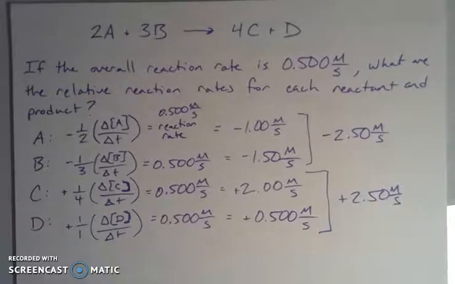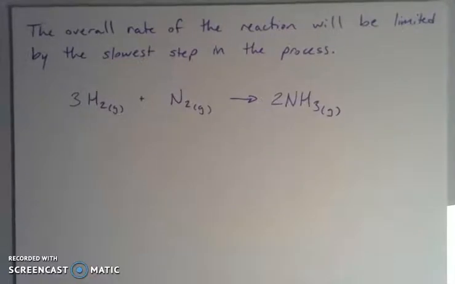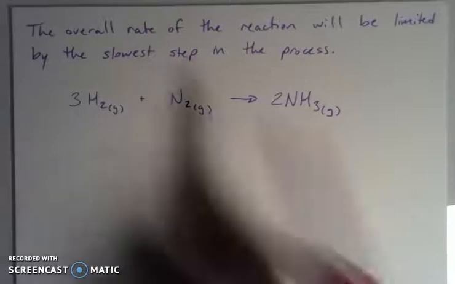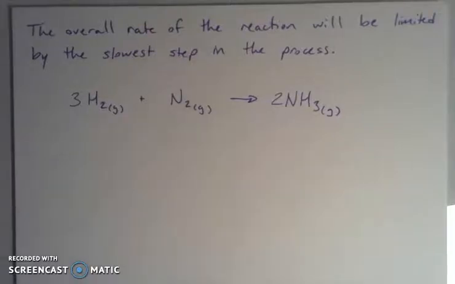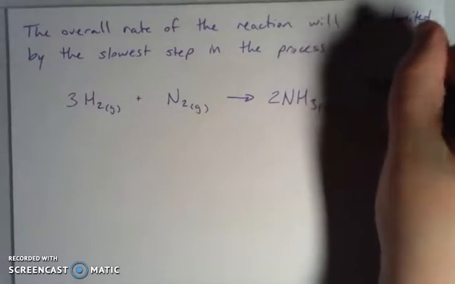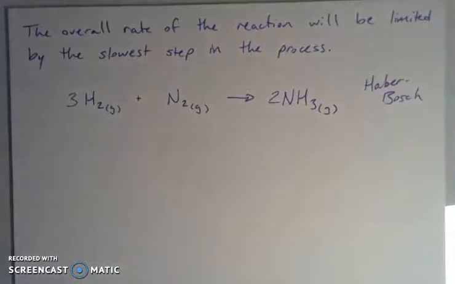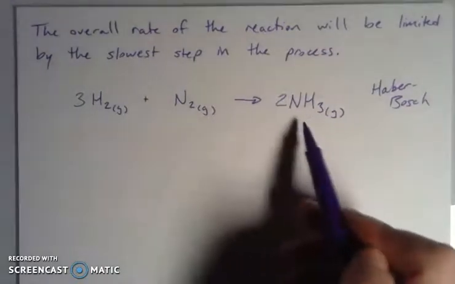All right, so let's think about some more implications of all of this. Let's look at another actual reaction. Now, the overall rate of the reaction is going to be limited by the slowest step in the process. So let's take the Haber-Bosch process here. This is the Haber-Bosch process, which is one of the most important reactions in the history of chemistry because of this formation of ammonia here.